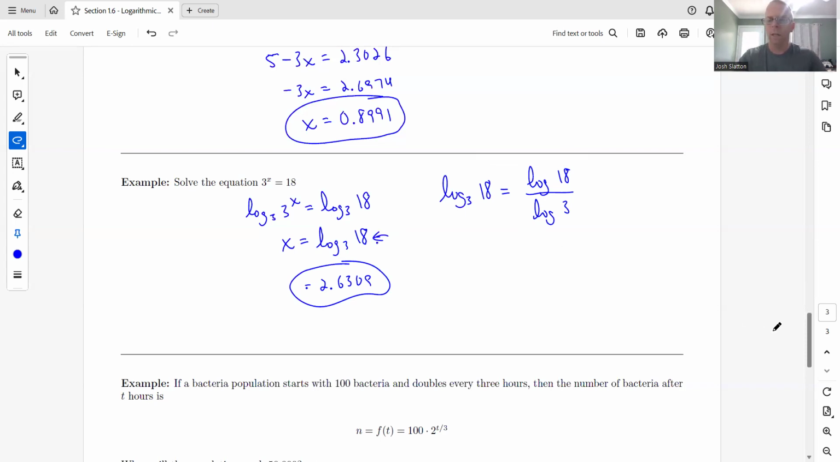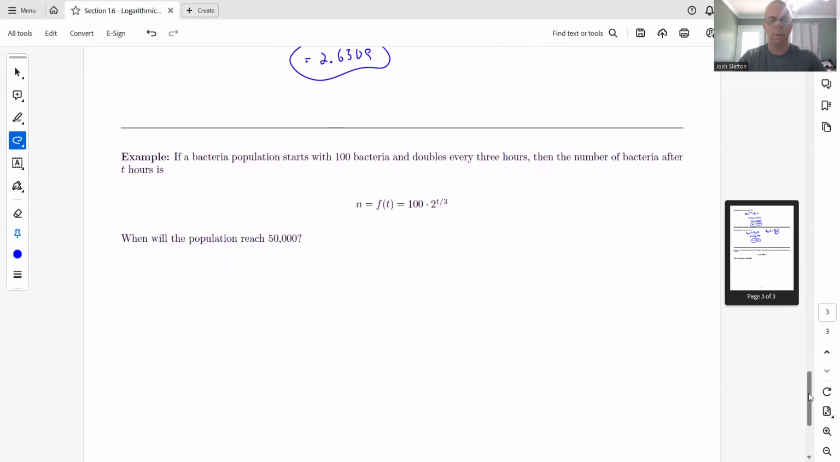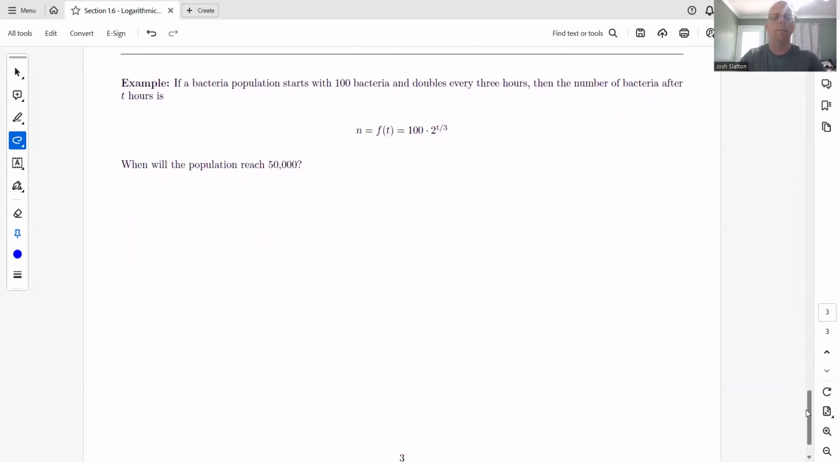All right, and then the last one, we have a pretty simple word problem here. If a bacteria population starts with 100 bacteria, doubles every 3 hours, the number of bacteria after t hours is given by this function. So we have 100 times 2 to the t over 3. When will the population reach 50,000? So we're looking for t, and so n is going to be the 50,000. And then we just need to solve for t.